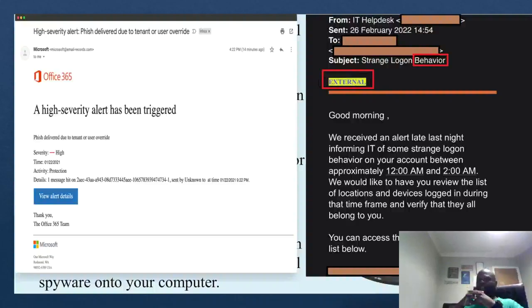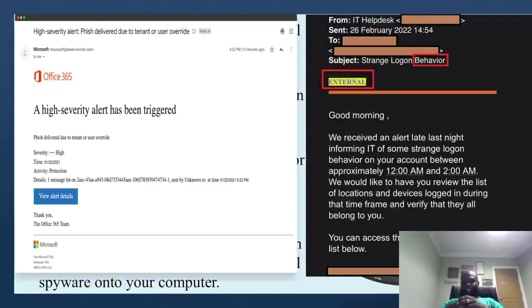Now, when looking at spam, these are 2 examples I just pulled from online, and if you look a little closely, you can spot some of the inconsistencies. For example, the Microsoft Office 365 email looks like it came from the Office 365 team, One Microsoft Way. It looks very legit, right? But the problem is when you look at where it says Microsoft, it says Microsoft at email-records.com. It's not going to say that. It's going to say at Microsoft.com.